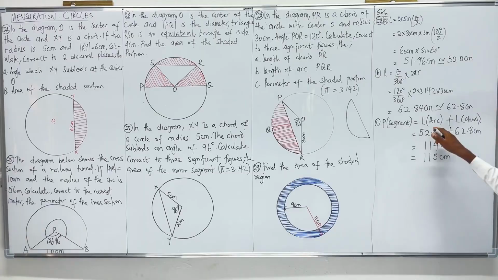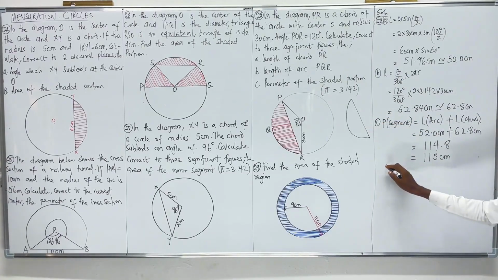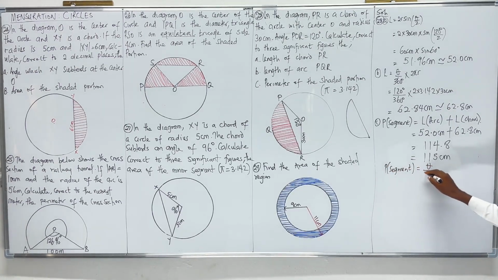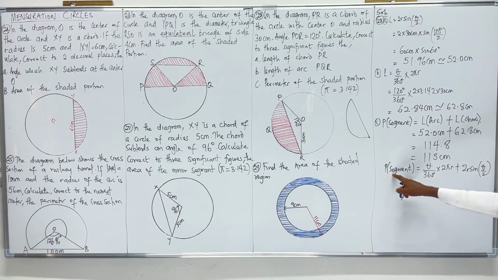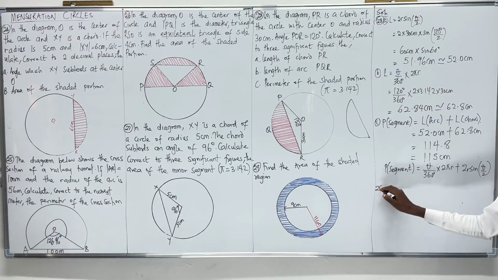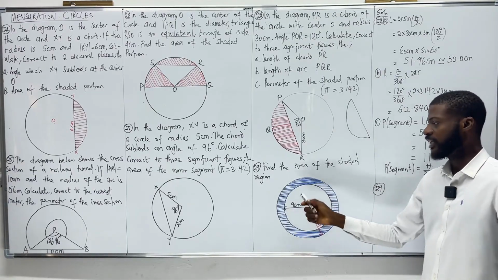Just before I do that, in case you need the perimeter of a segment as a formula, the perimeter of a segment as a formula is theta over 360 times 2 pi r plus, sorry, plus 2 r sine theta over 2. So this is the length of the arc, this is the length of the chord. So in case you need it as a formula, this is the formula for perimeter of a segment. All right, question 29. Find the area of the shaded region.